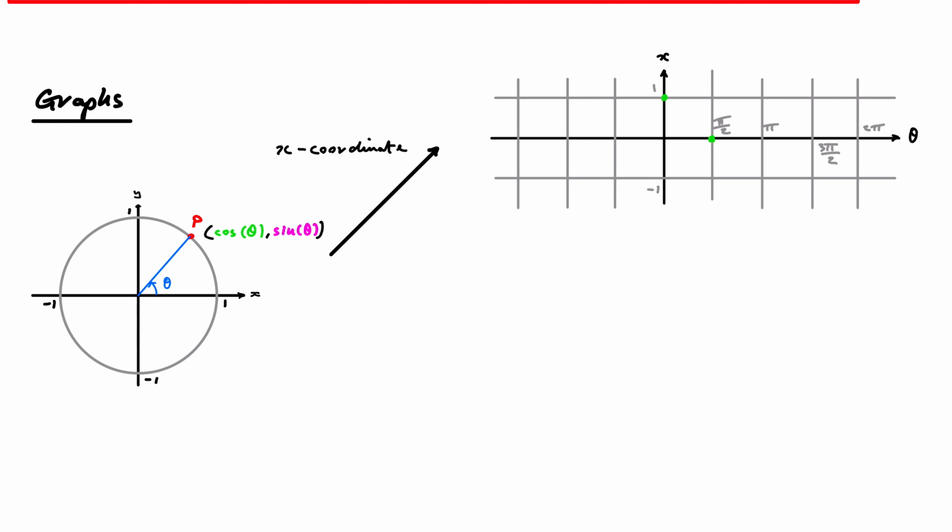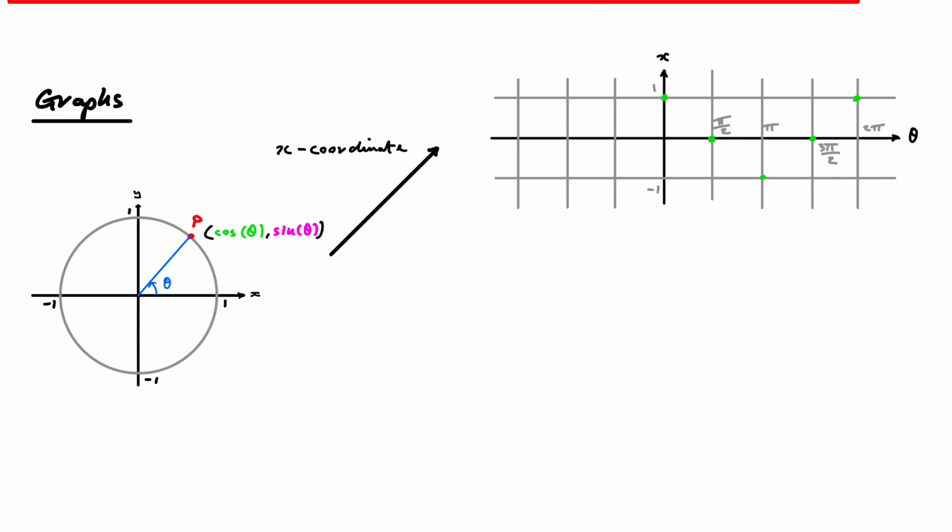At pi, I'm here. Well, that's x-coordinate -1. So I would be down here. At 3 pi over 2, I'm down here. Well, 3 pi over 2 then has x-coordinate 0, so you're back here. And at 2 pi, what happens? Well, I would need to be back at my original position, which is here. That's x-coordinate 1. So I'm here.